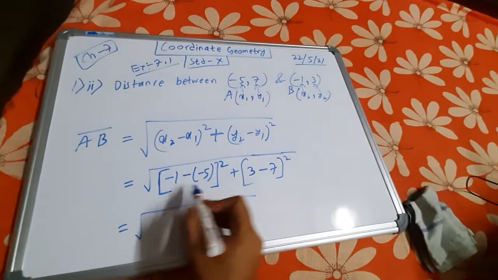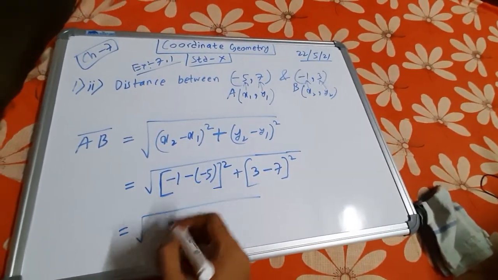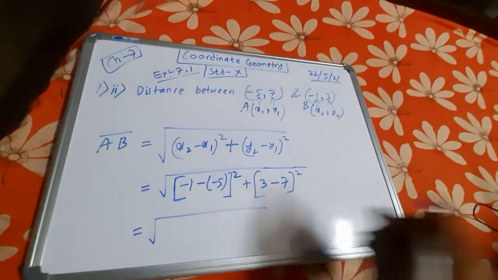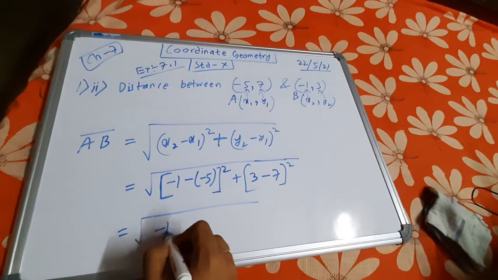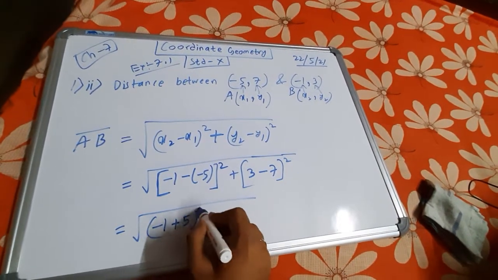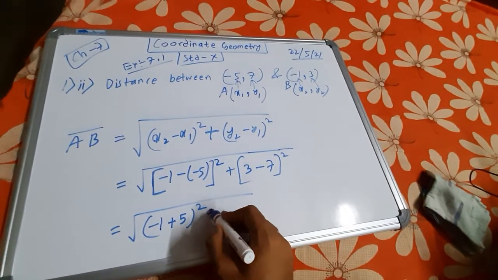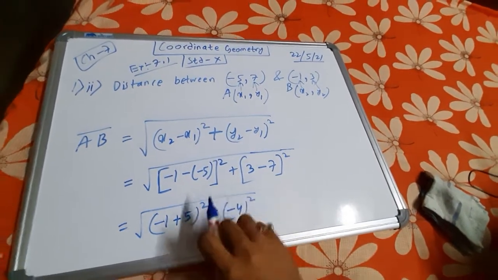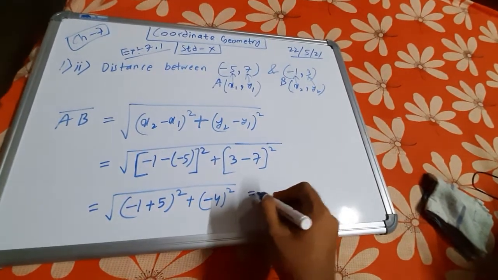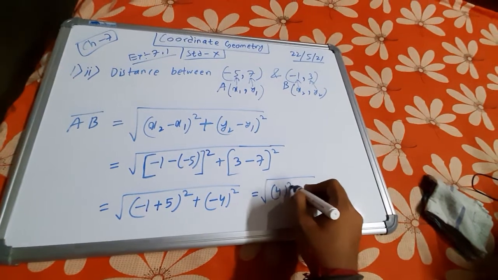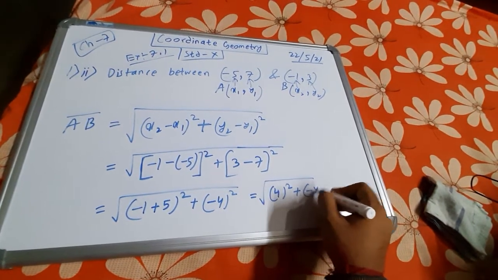Now let's solve it. So -1 minus of -5, I am just giving first brackets, no need of third brackets right now. So -1, this minus and minus will become +5, and this thing's whole square is there. Next, plus 3 minus 7 is actually -4 whole square. Okay, next let's solve this. Root over 5 minus 1 is actually 4 whole square plus (-4) whole square.